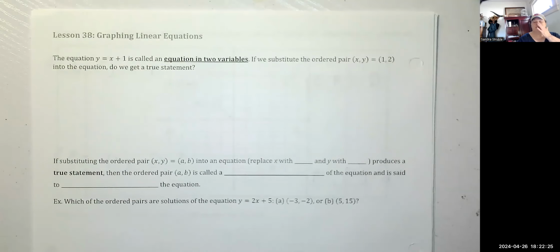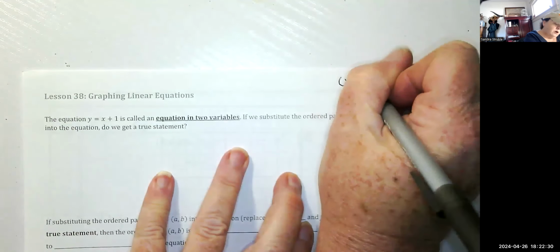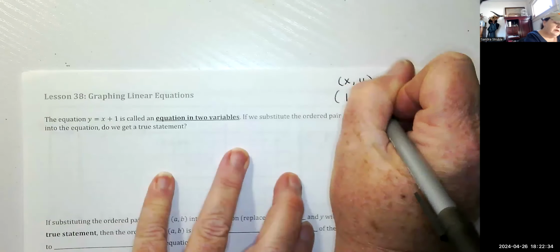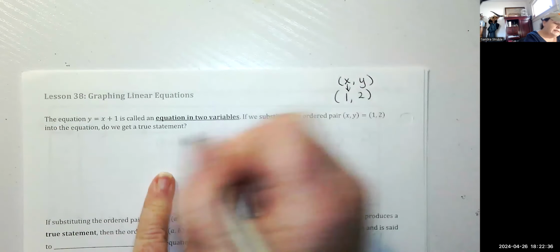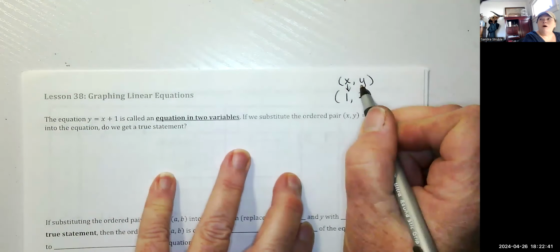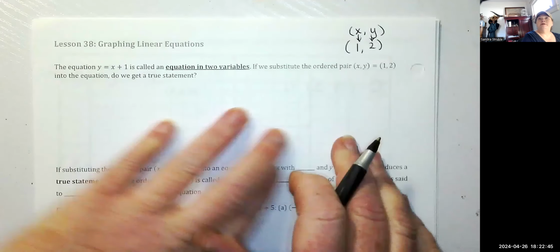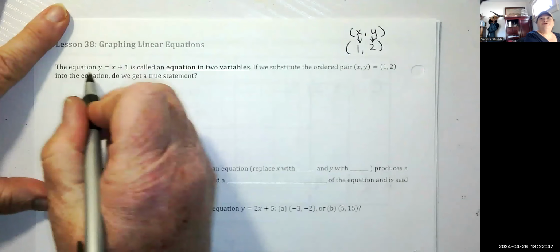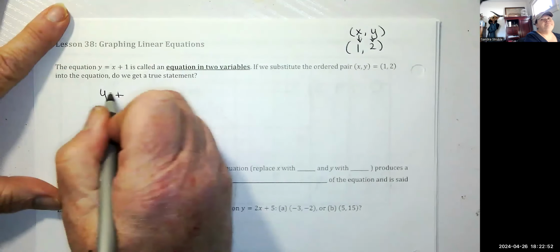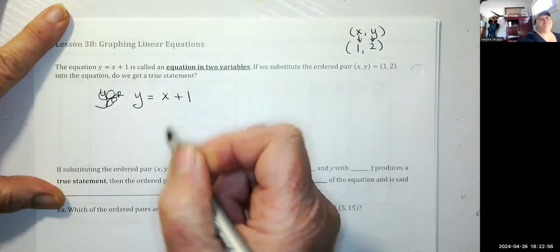Here's how I'm going to tell you to do this. I'm going to line up my x and y and my 1 and 2. Where my x is, I'm going to put 1. This is just substitution, is all it is. Where my y is, I'm going to put 2. And I'm going to just verify if they are equal. So using the equation y equals x plus 1.